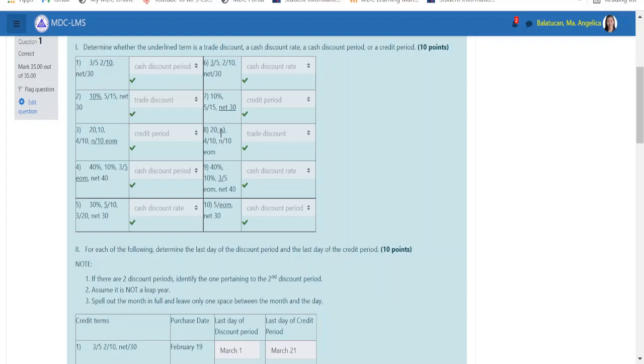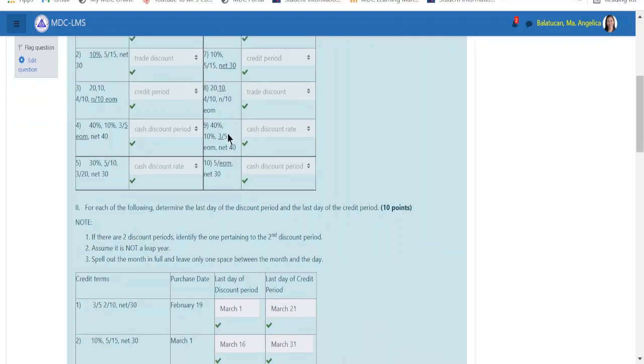Then we have the 10 here. This is the second trade discount. Then for number 9, we have 3 in 3 over 5. So that's a cash discount rate. And then in number 10, we have 5 over EOM. And EOM here is a cash discount period.